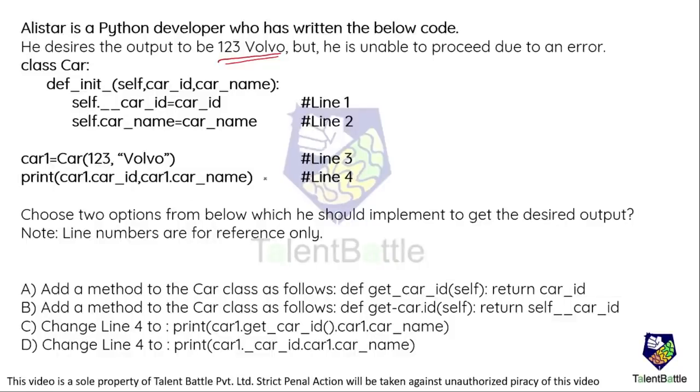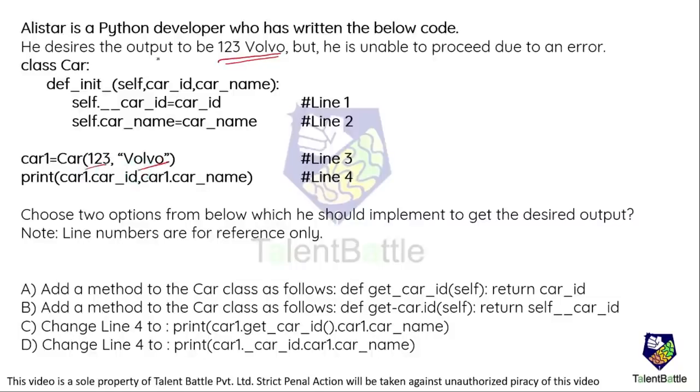Now if you check out the code, a function is there, and within that function we have an object declared. Car ID and car name are the parameters being passed, and within that function we have car1 equals car(123, Volvo). The object car1 is created and it passes the arguments 123 and Volvo.